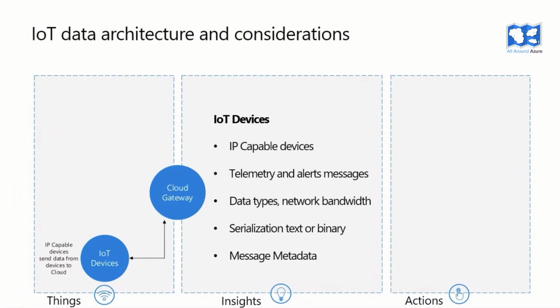And then finally, we'll nearly always include some form of message metadata to be able to determine, say, what type of message this is, whether it's an alert or telemetry, or perhaps the schema version or the device type and things like that. And we can use that then to partition the data later.